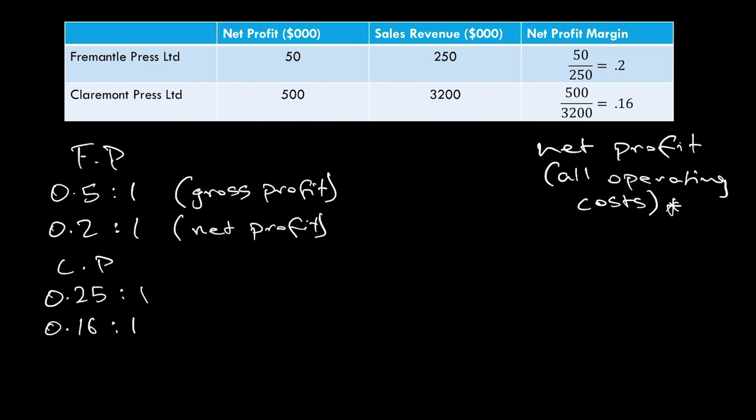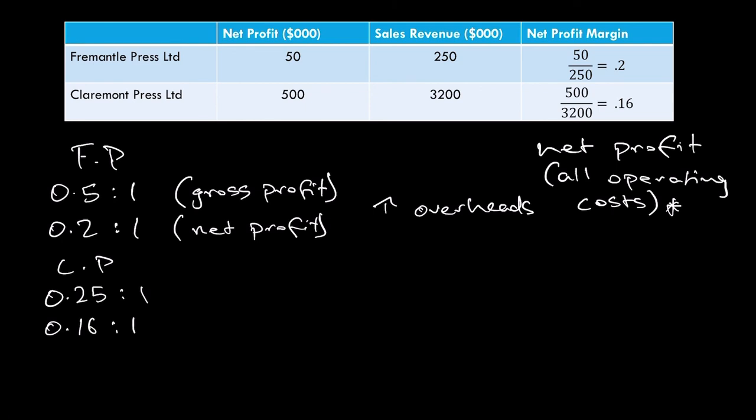When we're looking at this new data, what we can determine is that the profitability gap between these two businesses has narrowed, whereas the difference in gross profit margins was quite substantial. Indeed, it was double in terms of how much more profitable Fremantle Press was compared to Claremont Press. The net profit margins are much more alike. This suggests that Fremantle might have relatively high overhead costs when compared to Claremont Press, and Claremont might be really effective at reducing their operating costs.